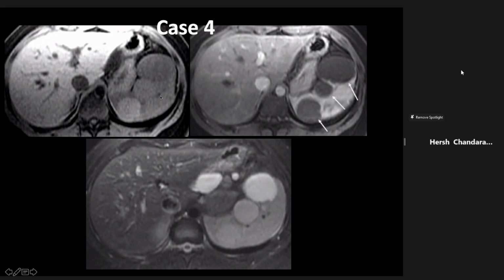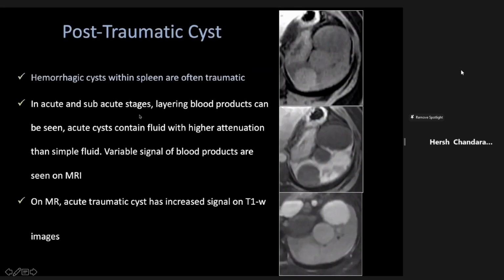In the spleen, these are called traumatic cysts. Traumatic cysts are hemorrhagic cysts, often traumatic in the spleen, and you just characterize them by the evolution of the blood degradation products. So their signal intensity will be concordant with the stage of blood degradation products evolution. So this is a post-traumatic cyst.